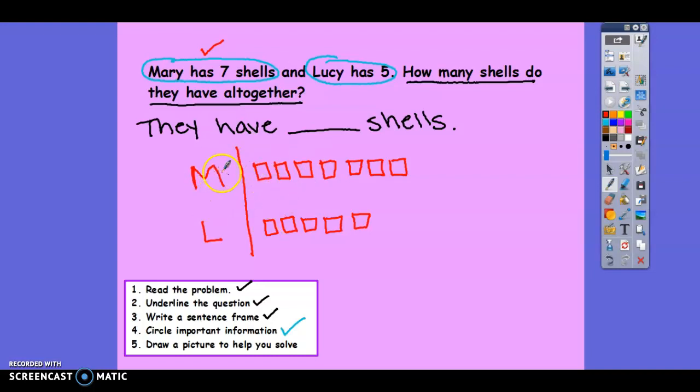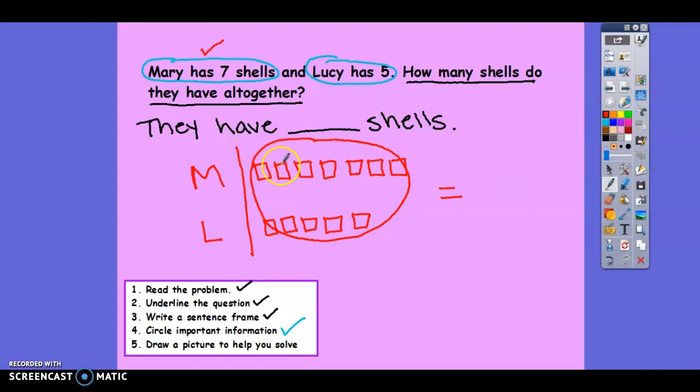Now, I've got my picture drawn, and this really helps me to see what the problem is telling me. So I have it drawn, and now I'm going to say, it equals something. It equals how many they have altogether. So in order to show myself that I need to see what all of these are altogether, I'm going to circle all of them. And that just lets me know that all of these need to be put together so that I can figure out how many they have altogether.